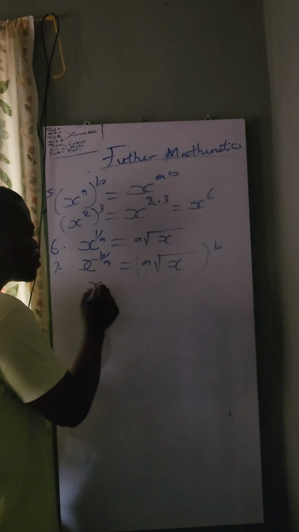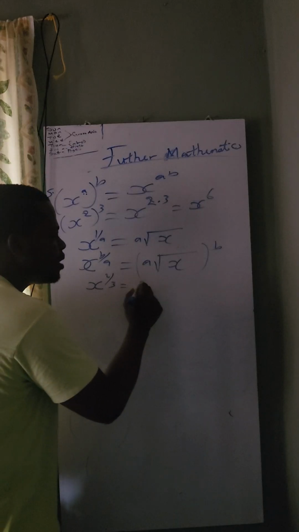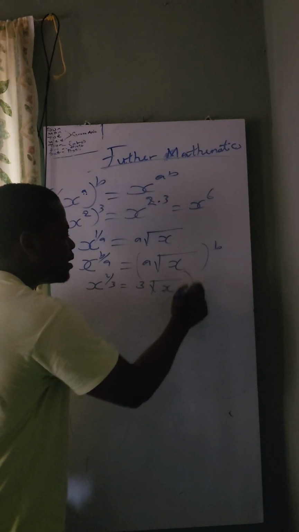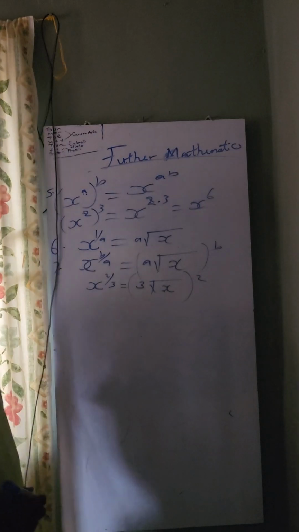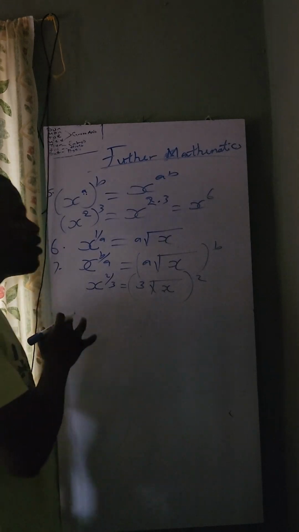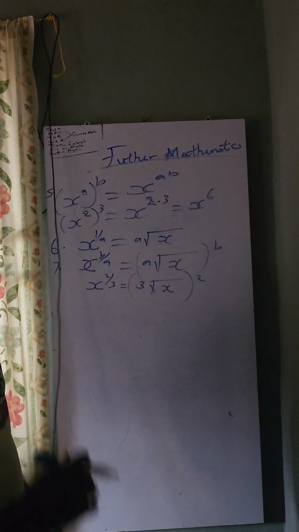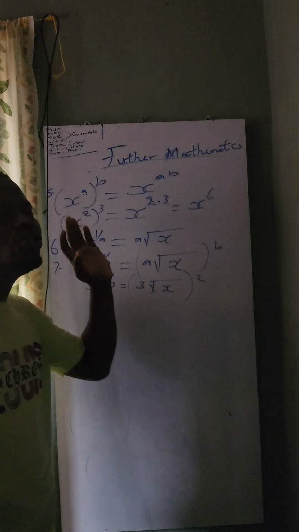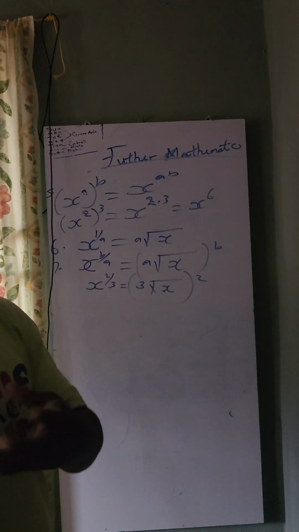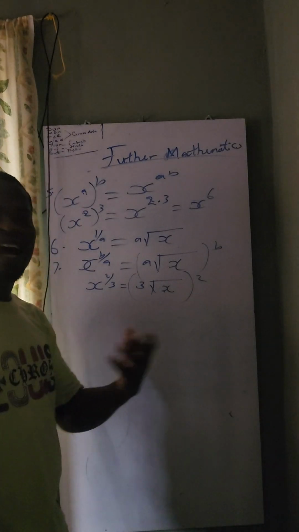For example, we're having x raised to power 2 over 3. That means we'll be having the cube root of x, then everything squared. It is still under fractional indices. So one thing is you have to understand all these laws very well. Then how do we apply them?